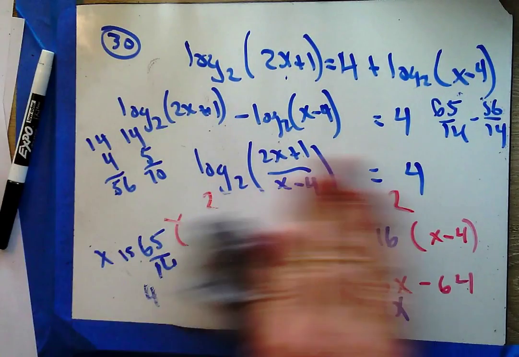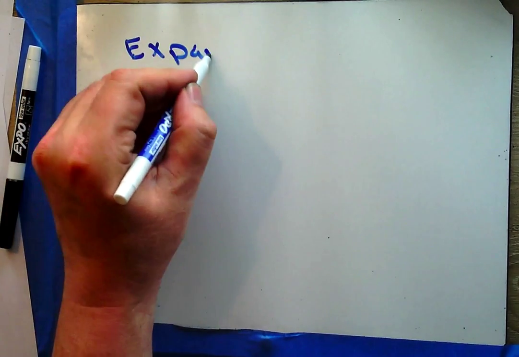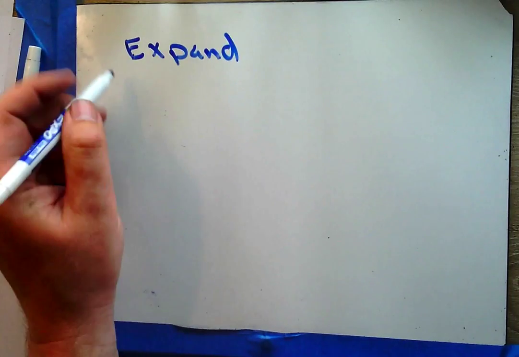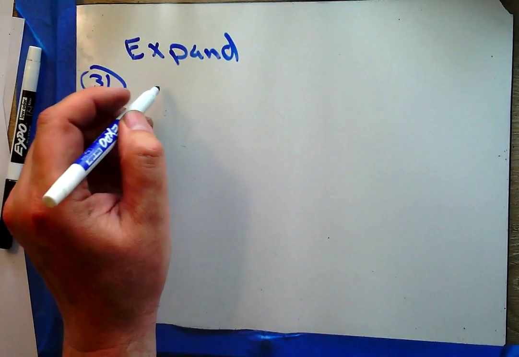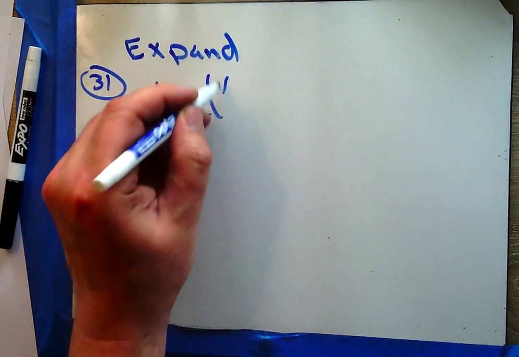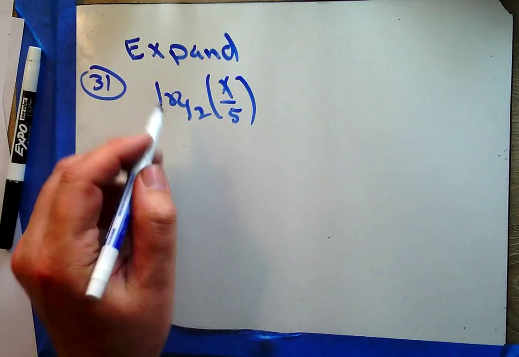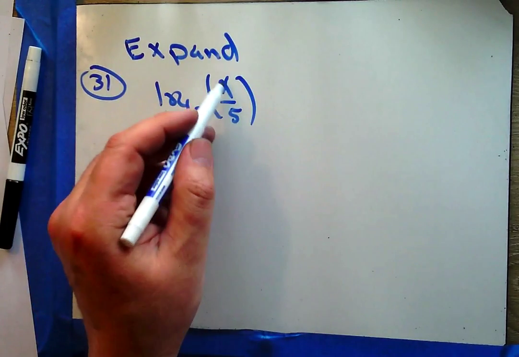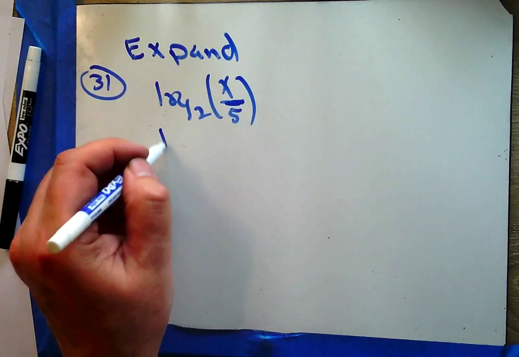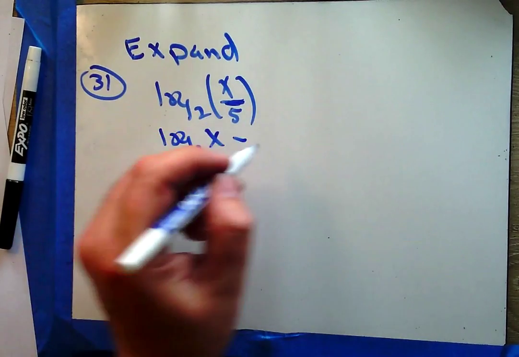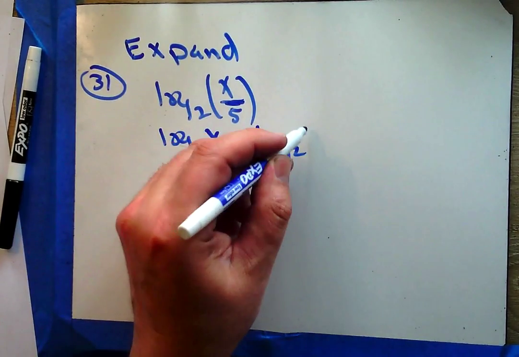All right, now in 31 and 32, we're asked to expand. We just did some condensing. Now we're asked to expand. 31 says log base 2 of x over 5. And so one log that has division inside of it can be split into two logs joined with subtraction.